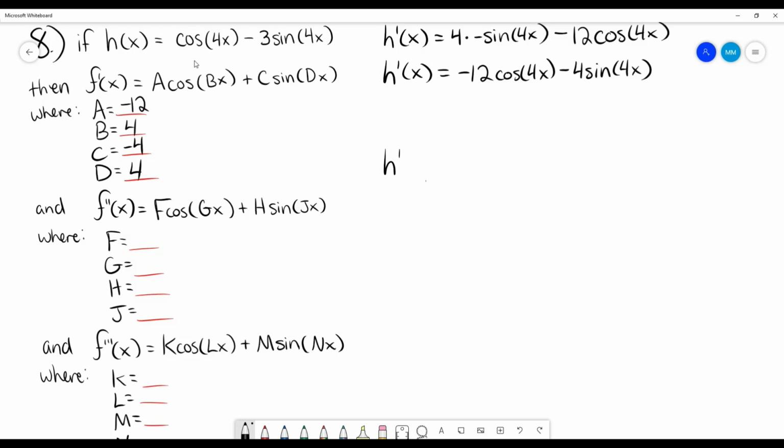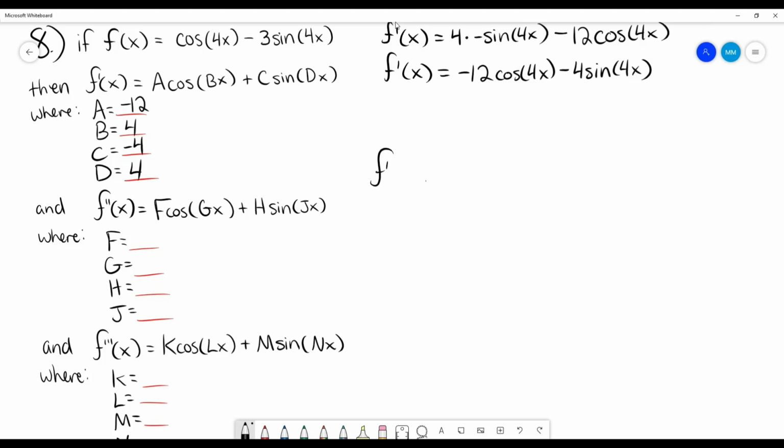Oh, I don't know why I switched from h of x to f of x's, but these should all be h's. Or I guess I could just change that h to an f and it'll all make sense. Whoopsie. My bad.